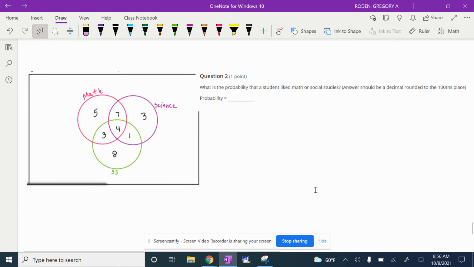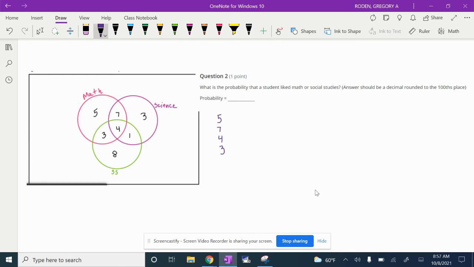All right, so here's my question number 2, and this Venn diagram has been given to you. What is the probability that a student liked math or social studies? Okay, so how many students liked math? Well, 5 plus 7 plus 4 plus 3 liked math.